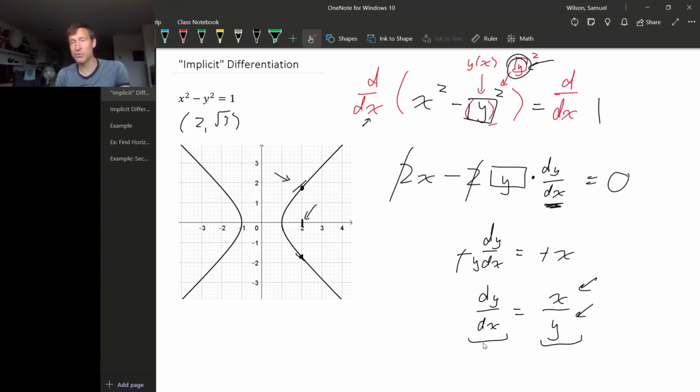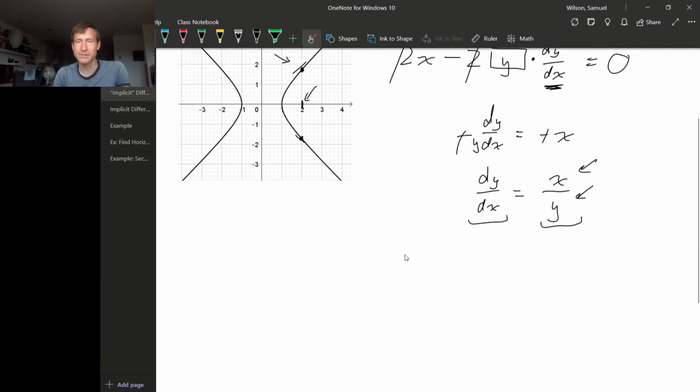And that's why both x and y show up in this formula. So now that we have a formula for dy/dx, we can use this point that we were thinking about, (2, √3). So we can take dy/dx and evaluate it at the point (2, √3). So plug in our x value and our y value. So the slope of this line is 2 over root 3.